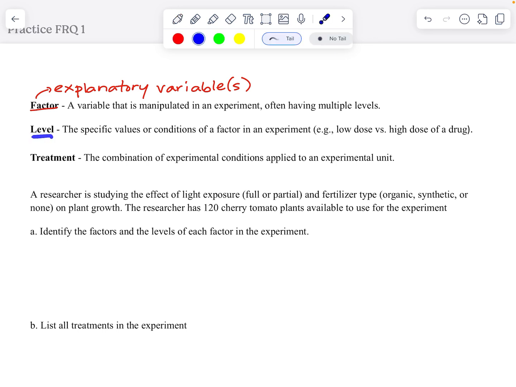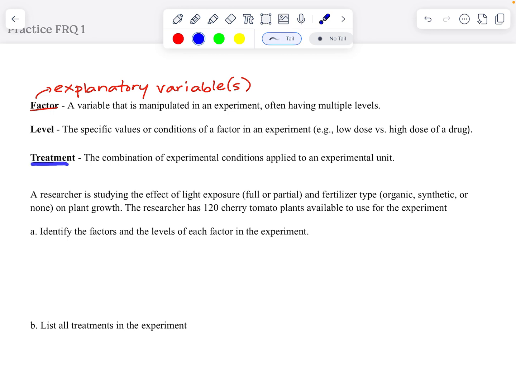And then we have level. Level means the specific values or conditions of a factor in an experiment. So for example, if I'm doing a drug trial and my factor is basically the drug, but maybe I have a few levels of that drug. So maybe I want to give a low dose or a high dose or no dose, and those would be my levels for that factor.